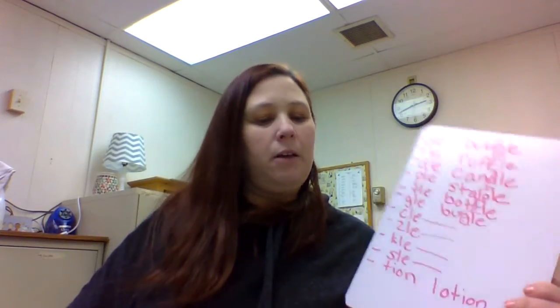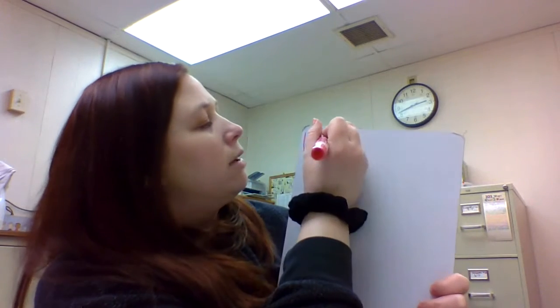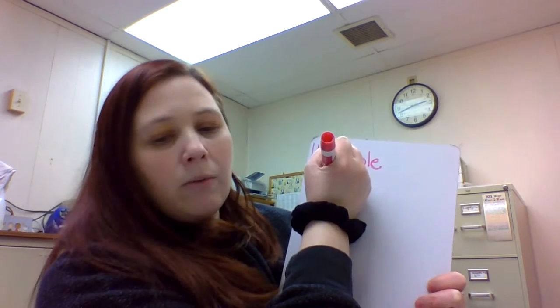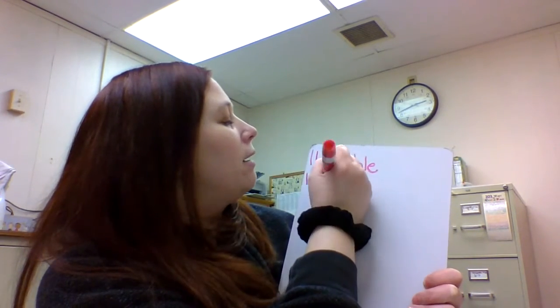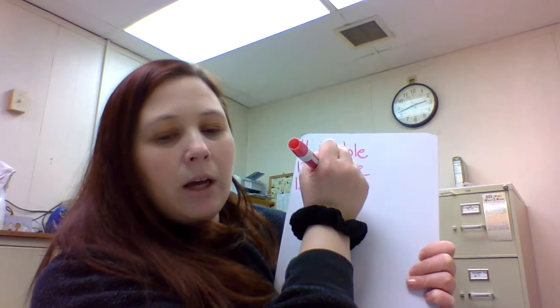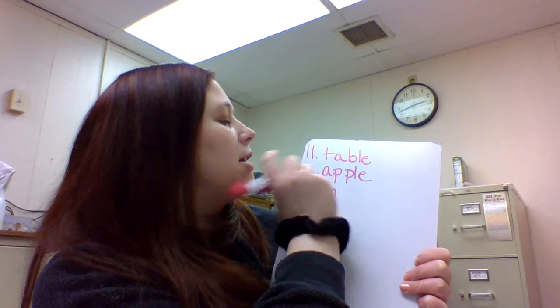Let's practice spelling a few words with this. Number 11, let's spell table. We have A, and then we have that bull, BLE. Number 12, we have apple, and then we have pull, PLE. Number 13, we have sniffle, and then we have full.